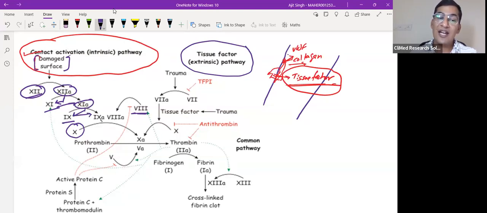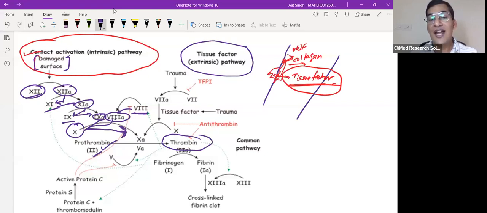Then 9a activates 10 into 10a, and parallelly 8 activates into 8a. Both 9a and 8a activate 10 into 10a. And 10a activates prothrombin, which is factor 2, into 2a, thrombin. Then 2a, meaning thrombin, activates fibrinogen, which is factor 1, into 1a, which is fibrin.